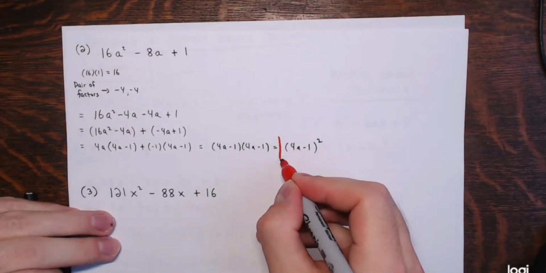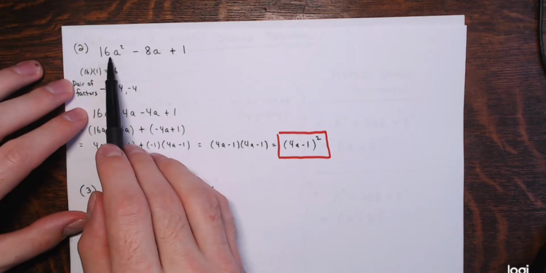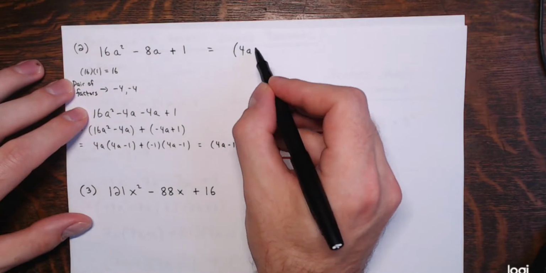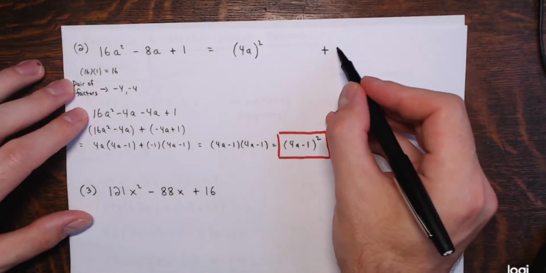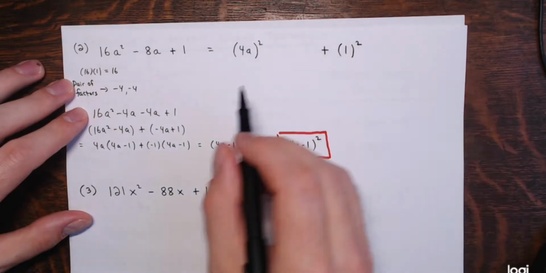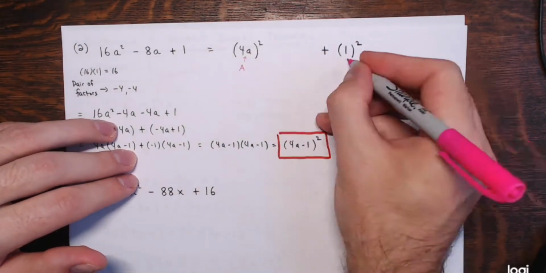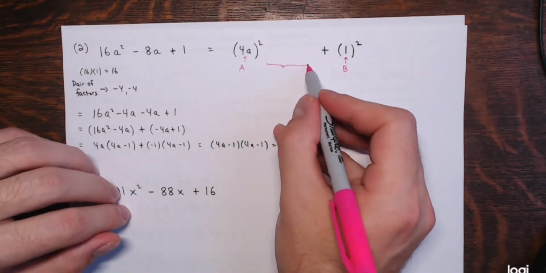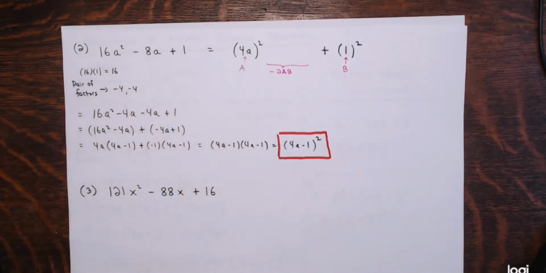And I'm done. That's all they asked me to do, is factor it. But if you look at this and say, hey, the first term is a perfect square, 16a squared is 4a times 4a, 4a squared. The constant term is a square, plus 1 squared. So if I think of 4a as the capital A and 1 as the capital B, is the middle term minus 2AB or plus 2AB? Because if it is, then we have a perfect square trinomial.